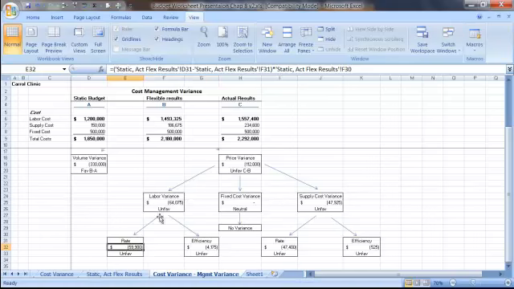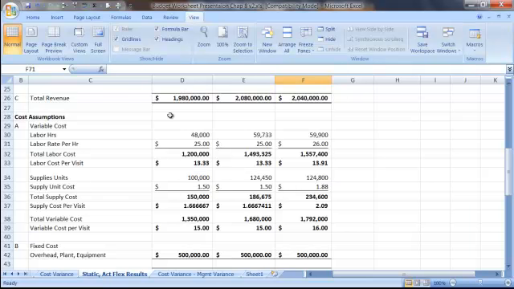Let's see how much of that variance was because of a rate difference, and how much of it was because of how much we used, our efficiency. To do that, we've got to jump over to the other spreadsheet. We're going to go right over here, and let's see here. Here we go, and these are our cost assumptions. So here's our labor that we're talking about right here. I'm trying to understand the differences.